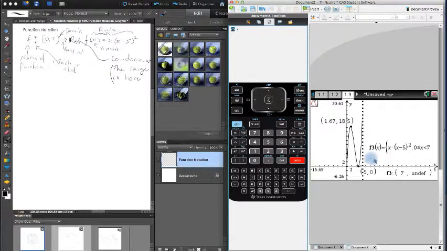So if we've got 7, then it's 7 minus 5, that's 2. So we've got 7 times 2 squared, which is going to be 28. So we know that point is 28, even though using this, we can't find it unless we changed our equation so that it incorporated that point in our domain. So there we go.